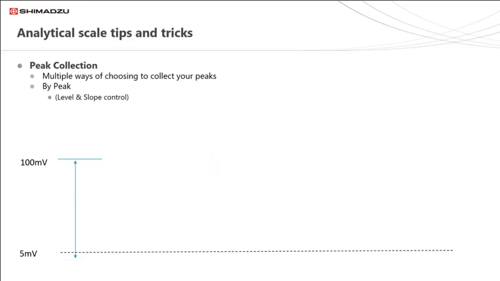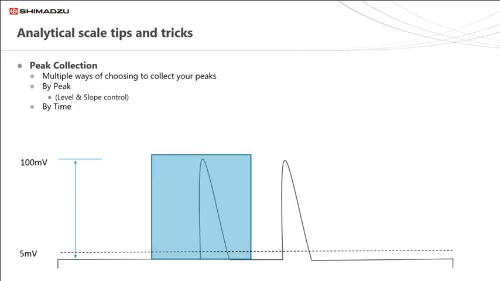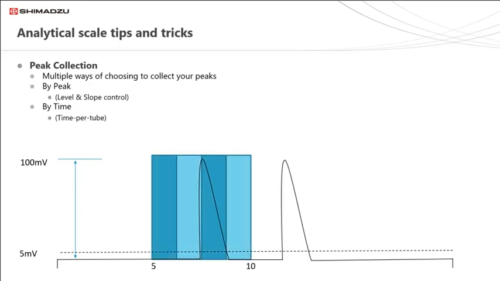By time. This is useful when you are unsure about what cannot be seen by the detector. Offline tests will determine where and if the desired components are present. This tells the fraction collector to collect in a time window, for example, starting at 5 minutes and stopping at 10 minutes. Time per tube can then be used to divide into smaller slices.